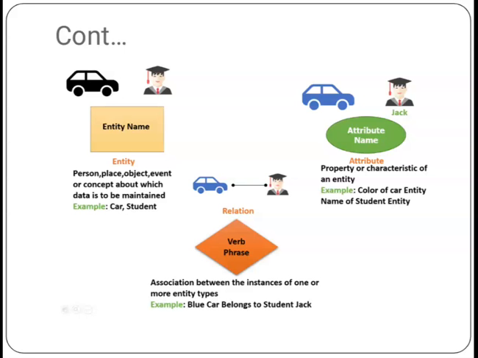Okay, next one is attribute. A property or characteristic of an entity is called an attribute. So here the color of the car entity is one of the attributes. Name of the student entity is one of the attributes. Relationship: the association between instances of one or more entity types is called a relationship. For example, blue car belongs to the student Jack. Okay, that is the overview of this session: entity, attribute and relationship.